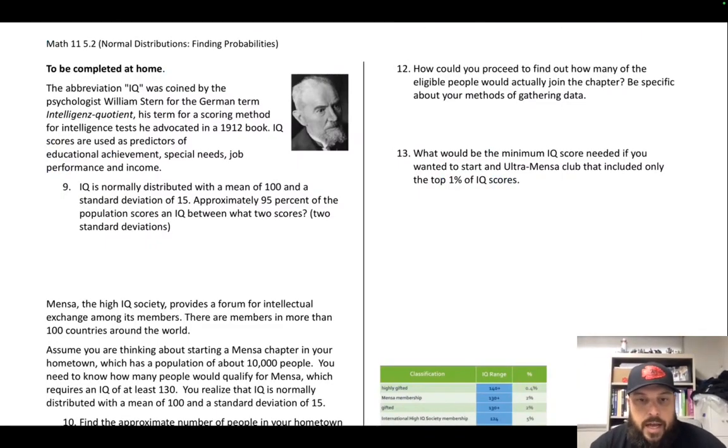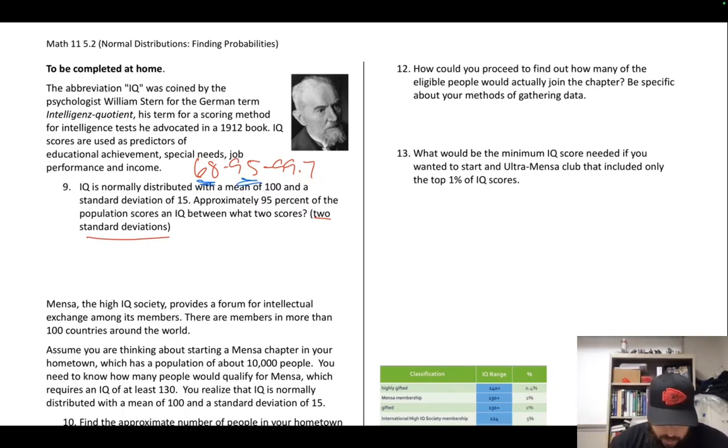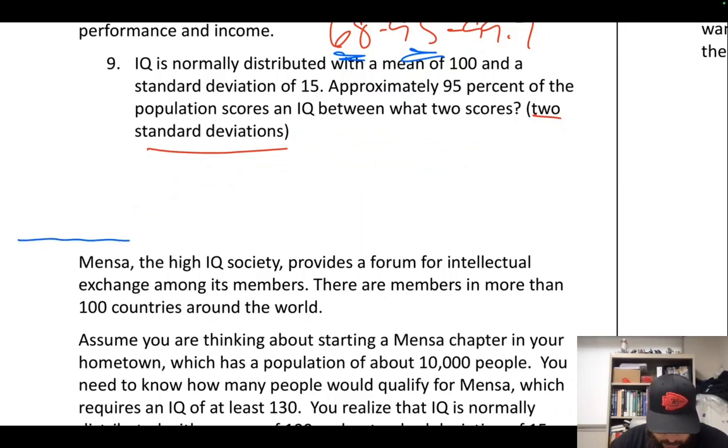All right, so let's take a look at these last couple here that we're supposed to work on. And so context here is we're talking about IQ, intelligence quotient. And so we're told that IQ is normally distributed with a mean of 100 and a standard deviation of 15. And approximately 95% of the population scores an IQ between these two scores. And we have a nice little hint here that that is 2 standard deviations. So real quick as a reminder, right, we had the 68, 95, 99.7 rule, or the empirical rule, where 68 was 1 standard deviation and then 95 was 2. So we can work it out from there in one method.